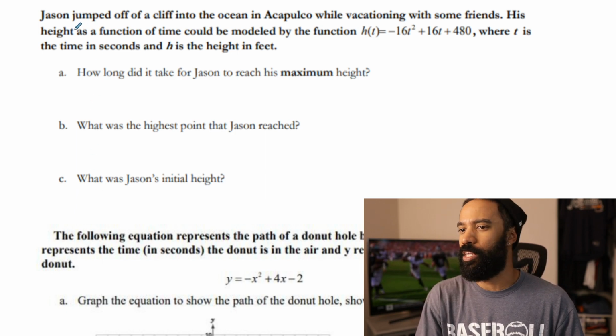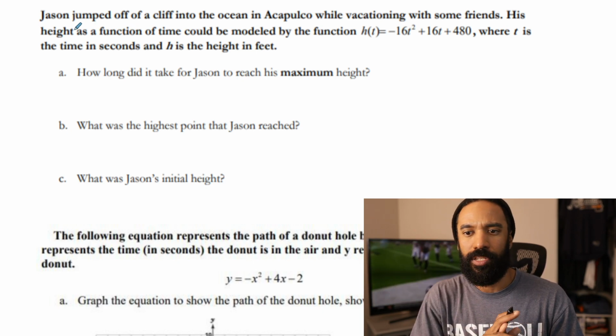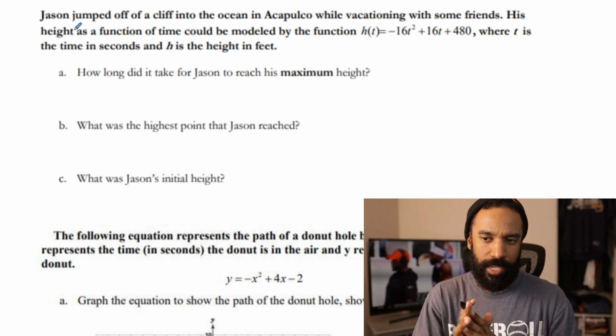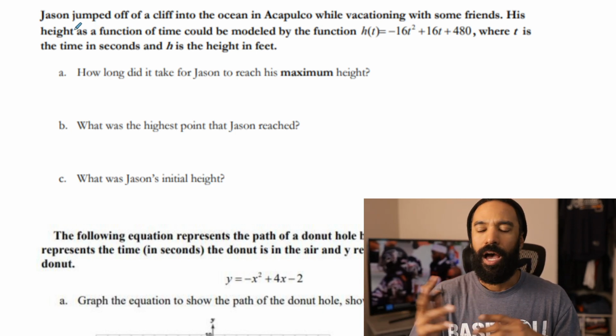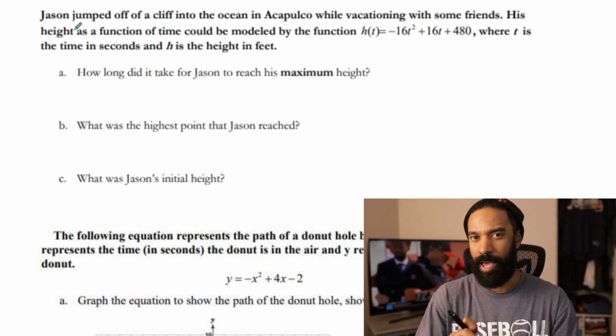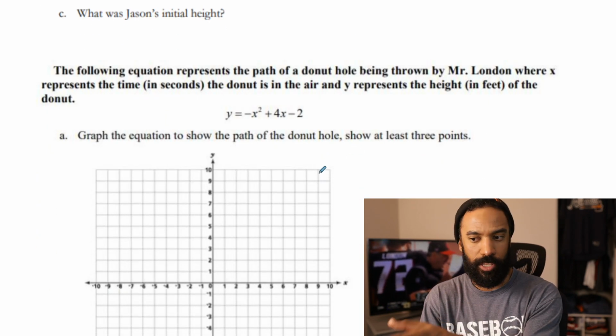Jason jumped off a cliff into the ocean in Acapulco while vacationing with some friends. His height as a function of time could be modeled by the function here, where t is the time in seconds and h is the height in feet. I'm not going to get deep into the nitty-gritty. I'll tell you this much. I've done this question in the past. There's a video that I'll also link down below for more quadratic word problems, because I haven't done this one before.